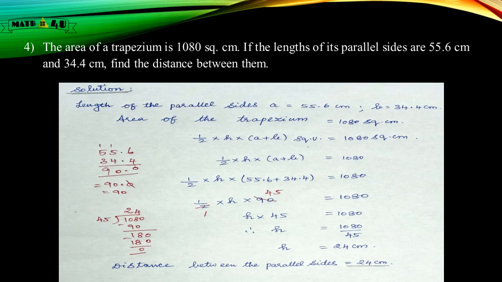So, area of the trapezium is half into h into a plus b square units. That is equal to 1080 square centimeter. Substitute the values and get the answer. The distance between the parallel sides is equal to 24 centimeter.